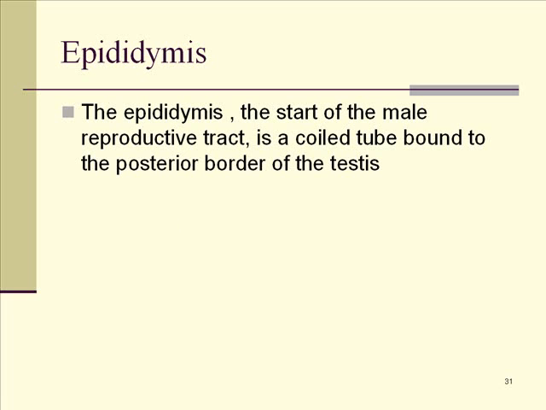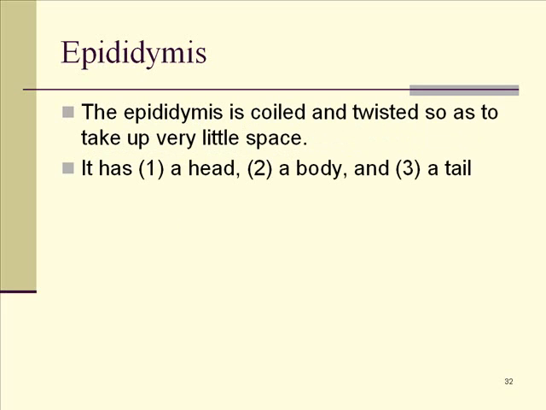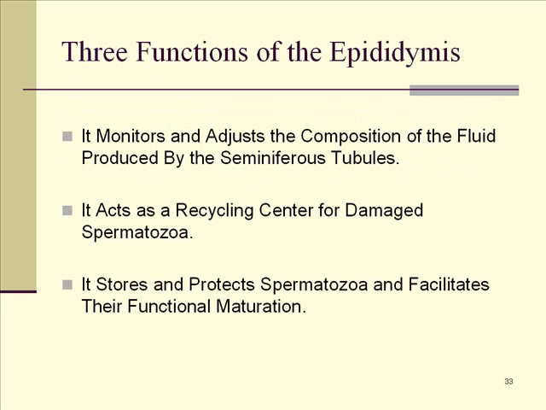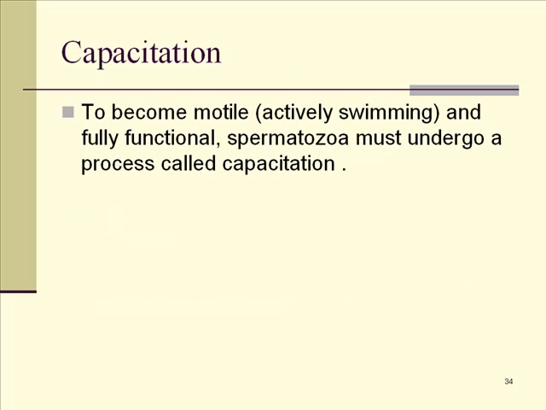The epididymis, this is the start of the male reproductive tract. Coiled tubes bound to the posterior border of the testes. The epididymis is coiled and twisted, takes up very little space. It has a head, a body, and a tail. The functions of the epididymis, I think there's a test question on this: it monitors and adjusts the composition of fluid produced by the seminiferous tubules, and acts as a recycling center for damaged spermatozoa. It stores and protects spermatozoa, and facilitates their functional maturation.